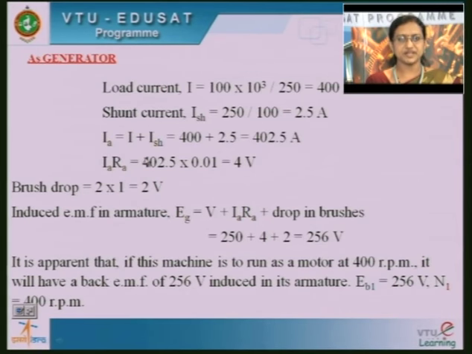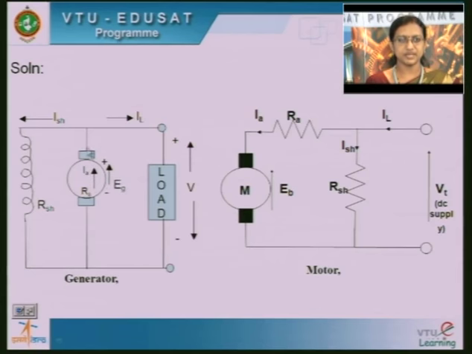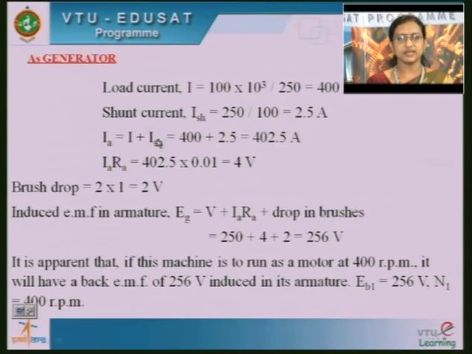In case of generator, as I already told you, IA is equal to ISH plus IL. Add IL and ISH to give the current IA, that is the armature current. You are getting 402.5 amps. So what will be the drop? The armature resistance drop is IARA. Substitute the values and calculate. Here we are getting 4 volts.